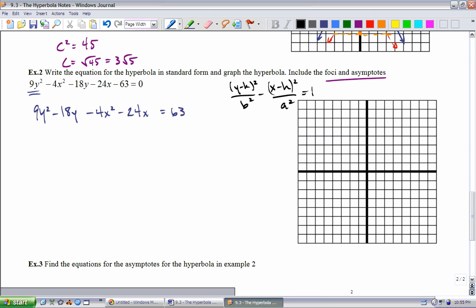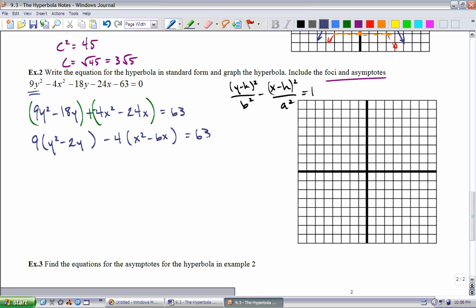Okay, we're going to have to complete the square. Actually, we're going to have to complete the square twice. So what I'm going to do is group here. And actually, I never group with a negative, so I'm going to put a plus, negative there, and group. So now this becomes plus negative 4x squared. And then I'm going to factor some stuff out. I'm going to factor a 9 out, I get y squared minus 2y. Okay, and I'm going to take a negative 4 out, and I get x squared minus 6x equals 63.